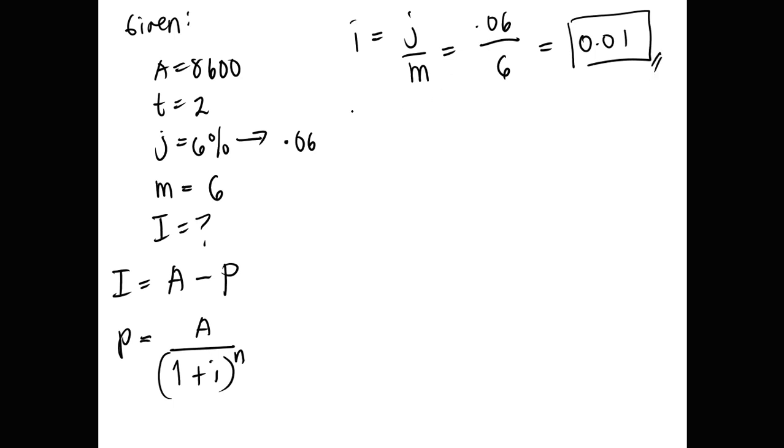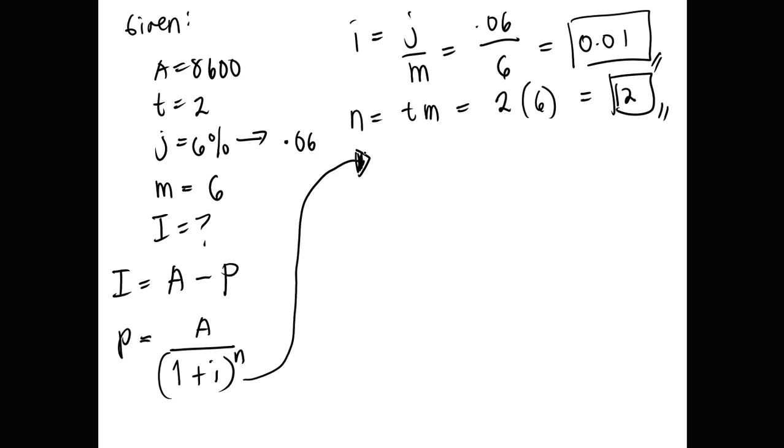Okay, next, we have to solve for our N. We have to multiply T and M. So, our time is 2, and then our M is 6. So, 2 times 6, we have 12. Okay. So, after that, let's solve for the principal amount and then the interest. So, substitute. Our future value is 8,600 pesos. Divide by 1 plus our I. Our I is, what is our I? We have 0.01 raised to our N, which is 12. And then perform the indicated operation.